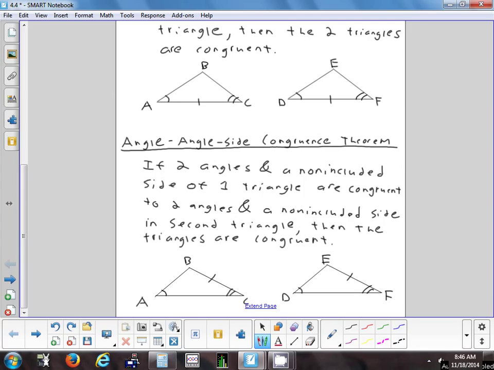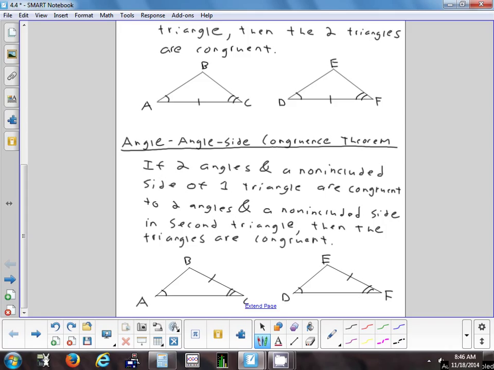Yep. So now we've got four ways to prove triangles are congruent. Two angles and a side, any way you want. Side side side, it's all three sides, or two sides and an angle, but that one does matter. If you've got two sides and an angle, it's got to be side angle side, not side side angle. We talked about that. Any questions on the angle angle side congruence theorem?